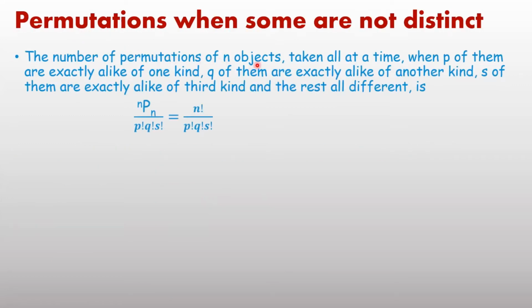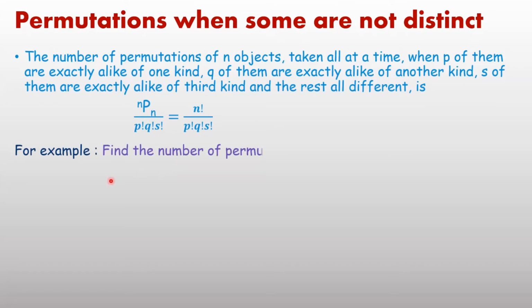Number of permutations of n objects taken all at a time when p of them are of one kind, q of another kind, and s of a third kind, remaining are different. Earlier it was taken r at a time, nPr. Here all letters you are going to take at a time. Therefore, nPn upon factorial p into factorial q into factorial s, and the value of nPn is factorial n. So the result is factorial n upon factorial p into factorial q into factorial s.